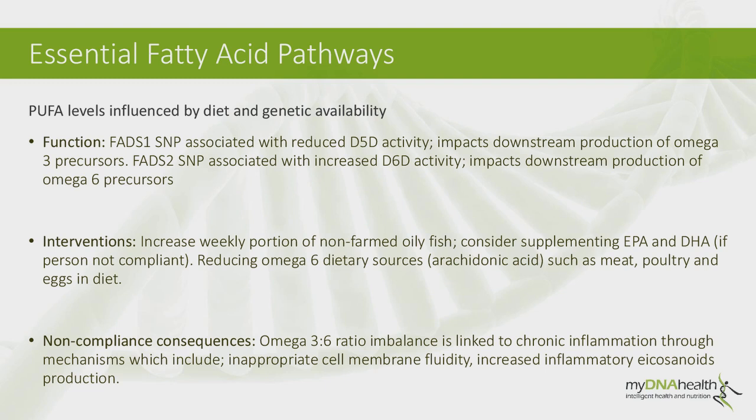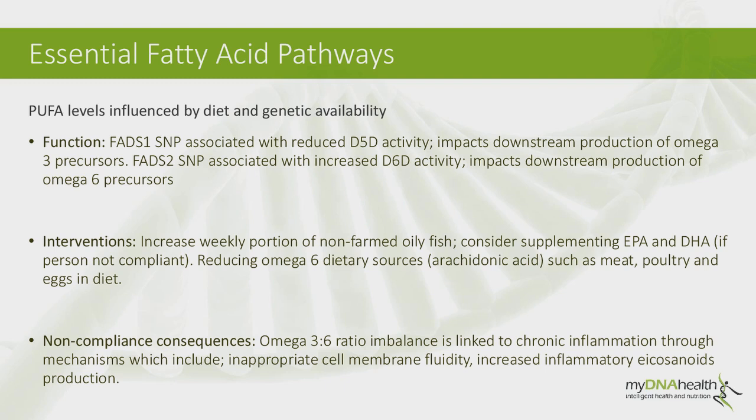So there's some highlights here for you, and again, this would be in the report and it would talk you through it. But we know that PUFA levels are really influenced by genetic availability. So we know that our genetics are very, very important, and also from an epigenetic side, what we're putting in. If we consume oily fish, for instance, vegetarians don't consume oily fish, so they need to take in different forms, and our genetics can affect our ability to process these particular essential fatty acids. So the FADS1 SNP is associated with that reduced D5D activity and that impact on omega-3 precursors. And the FADS2 SNP is associated with an increased D6D activity, and that really impacts downstream production of the omega-6 precursors.